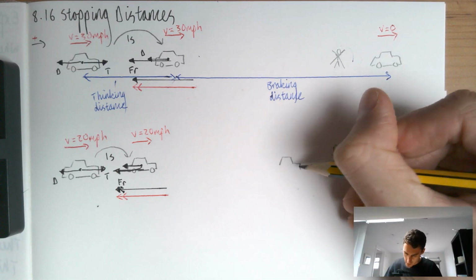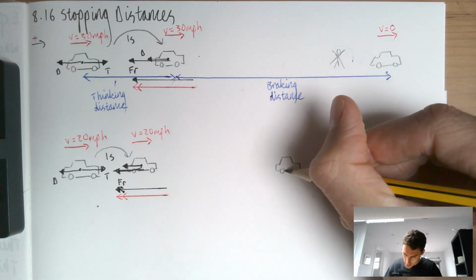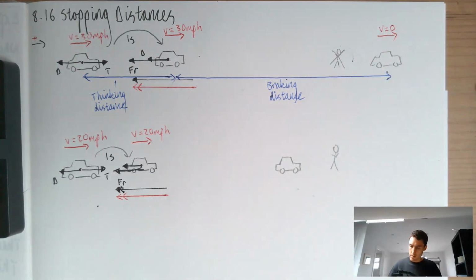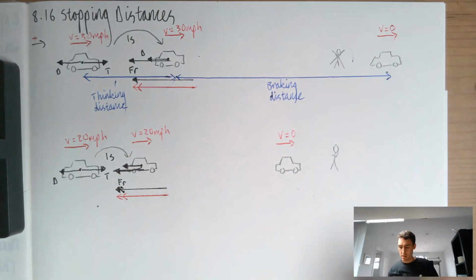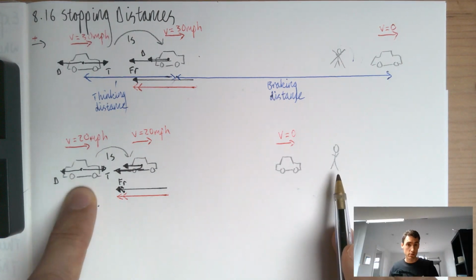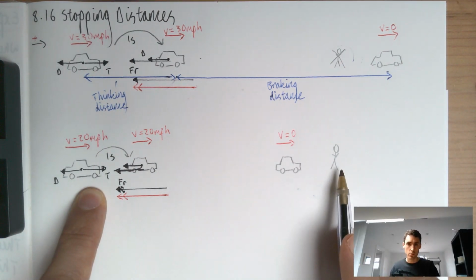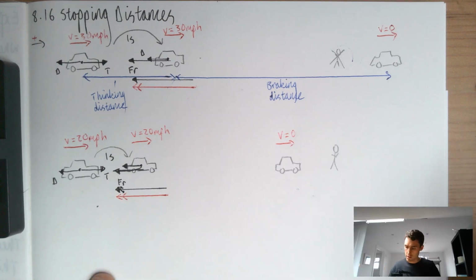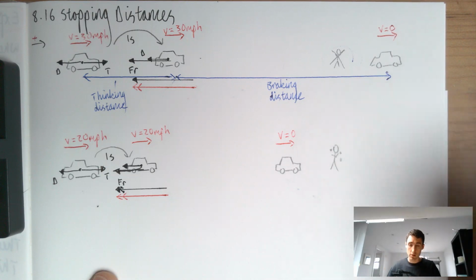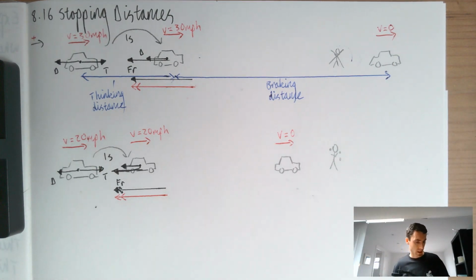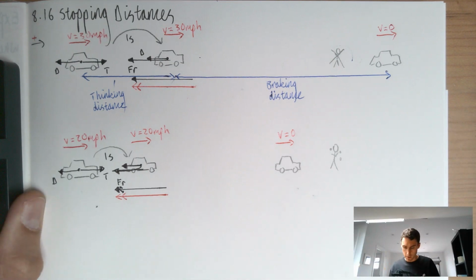So maybe the car stops over here, and by the time it stopped, that overall stopping distance is less than the distance between where the car started and where the child was, and therefore the child is saved. So hooray, maybe we could draw some sweat falling from the child's face in relief at not being hit by the car.